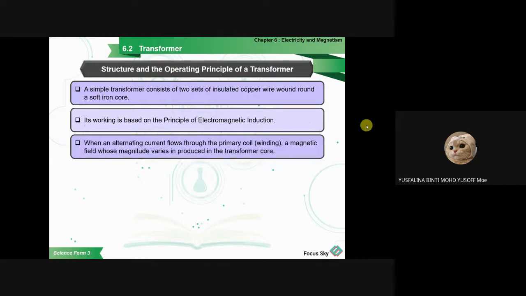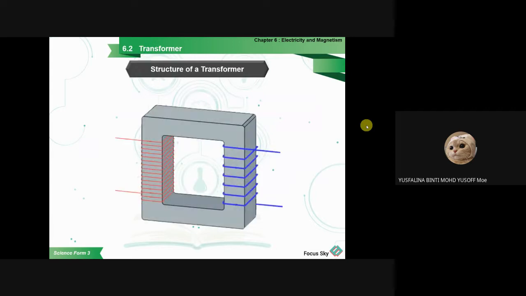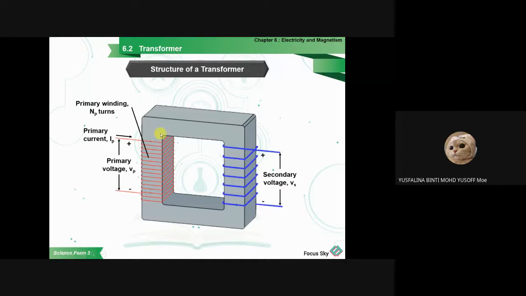When an alternating current flows through the primary coil, wait, let me see the diagram first. This is the structure of a transformer. You can see there are two insulated wires winding around the soft iron core. Usually we call this one the primary and this one the secondary. This is the primary winding, and the primary current flows through this part, which is connected to the alternating current.